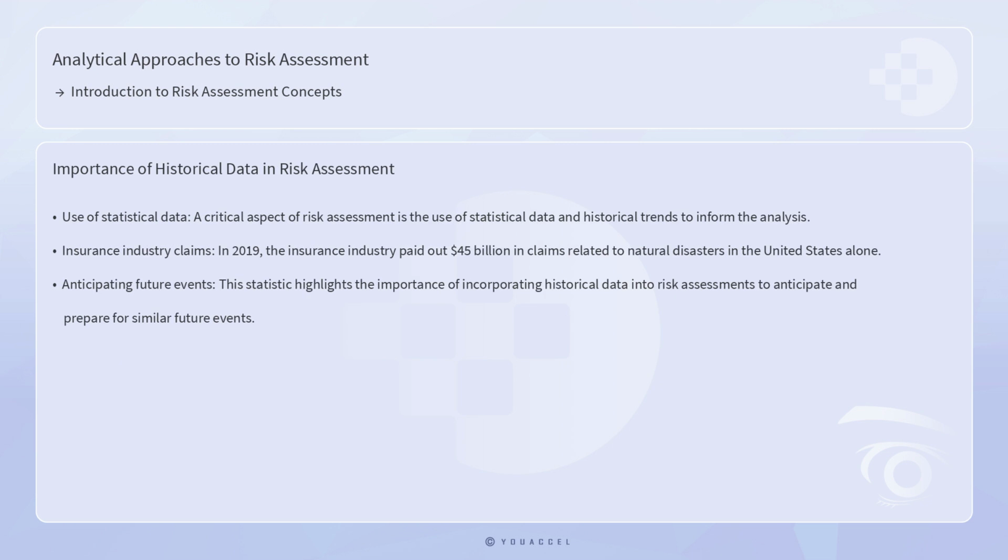A critical aspect of risk assessment is the use of statistical data and historical trends to inform the analysis. For instance, the Insurance Information Institute reported that in 2019, the insurance industry paid out $45 billion in claims related to natural disasters in the United States alone. This statistic highlights the importance of incorporating historical data into risk assessments to anticipate and prepare for similar future events.